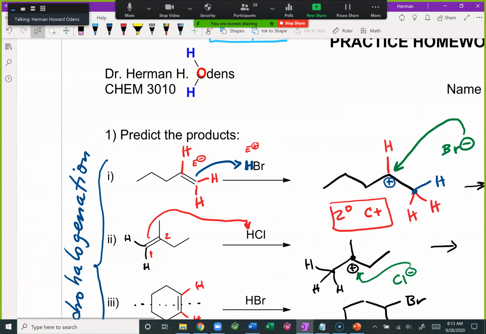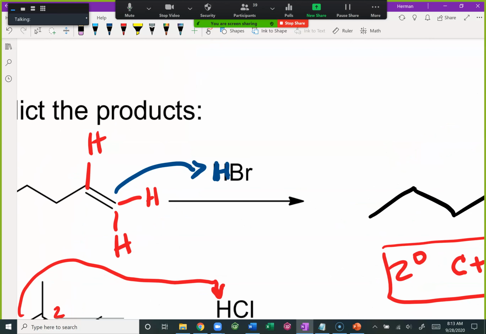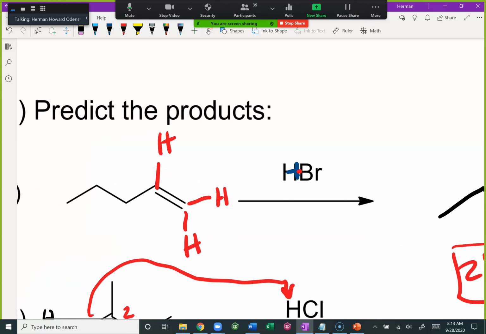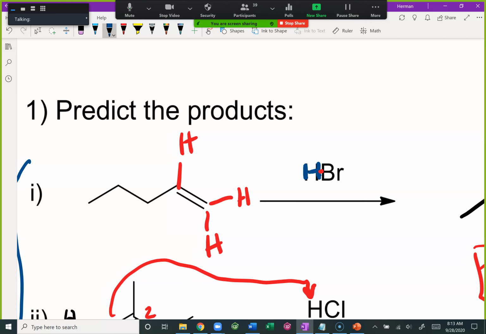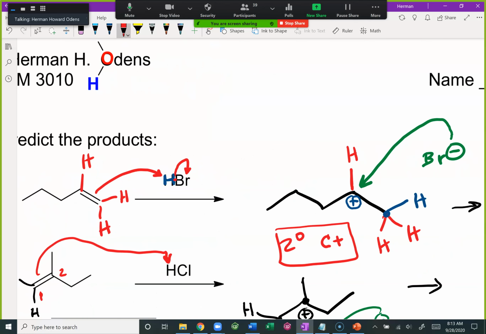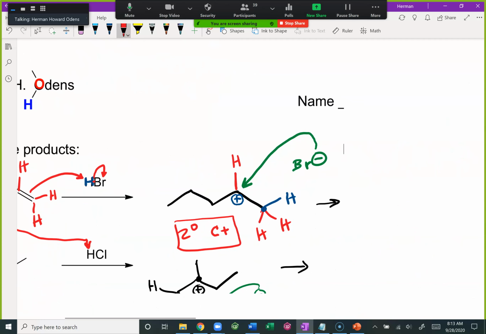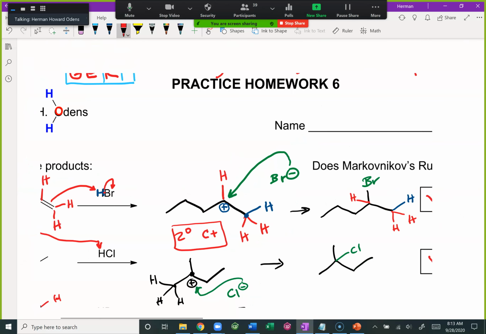All right. So when you do this, notice that there is a bond between H and the Br. So the double bond attacks the hydrogen, and the electrons here from the bond go to the bromine. All right, these are covalent bonds because you have two non-metals.